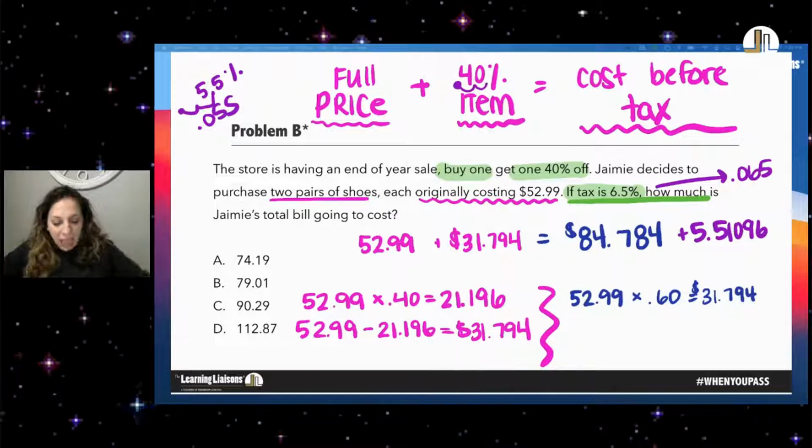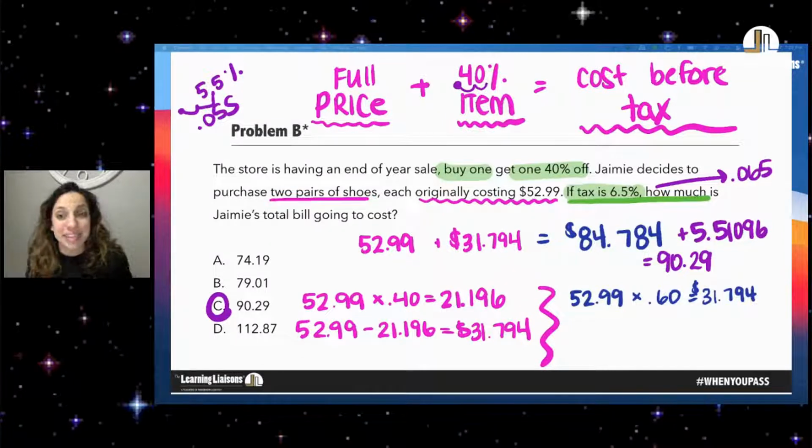All right, I'm going to add my tax to $84.78, and I get $90.29, which is C.